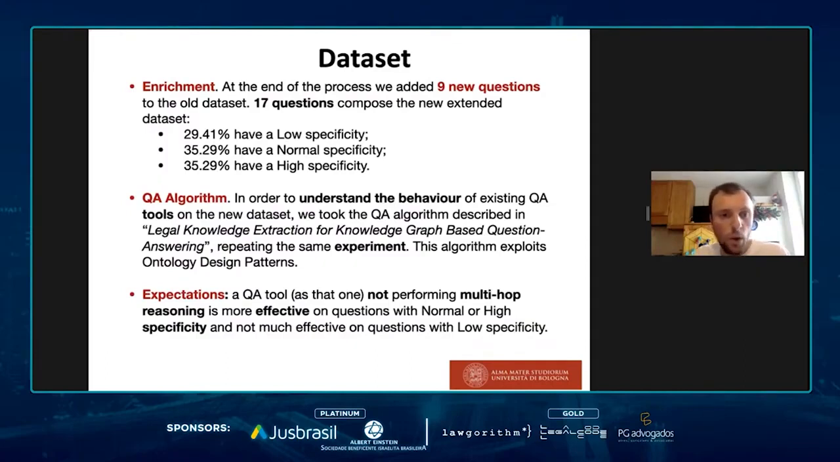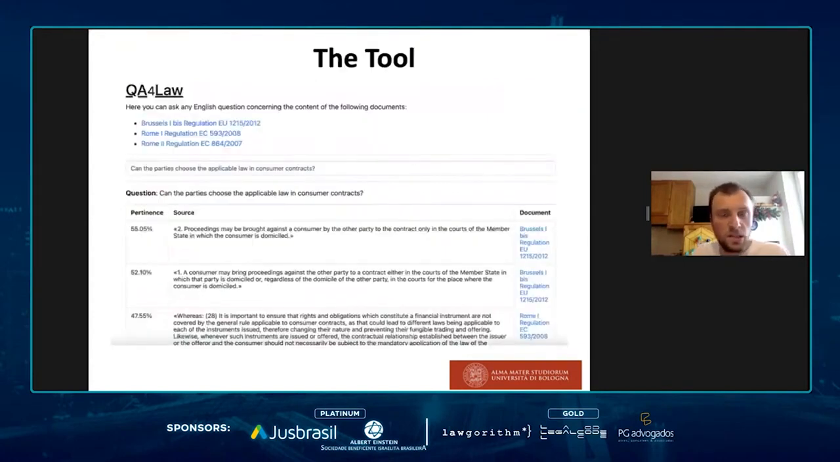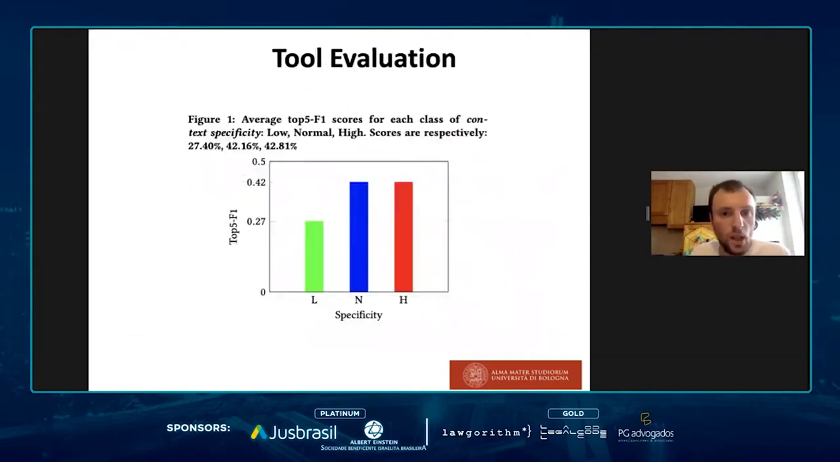And so we took the one from our previous experiments, the one mentioned before from Juris 2020. And the expectations were that the QA tool, the question answering tool, was likely to not perform well on questions with low specificity because supposedly they require multi-hop reasoning, and that tool was not equipped with those capabilities. And so this is a screenshot of the tool. So you see the question and the answers.